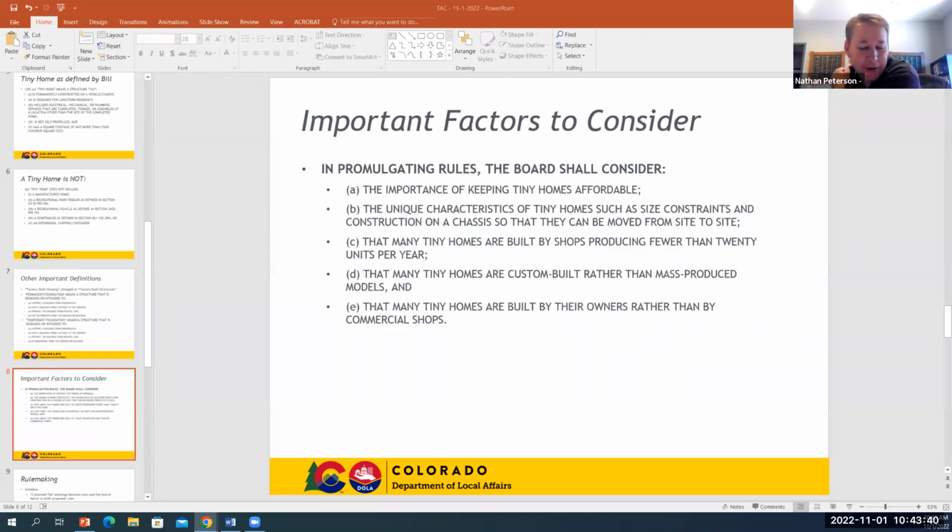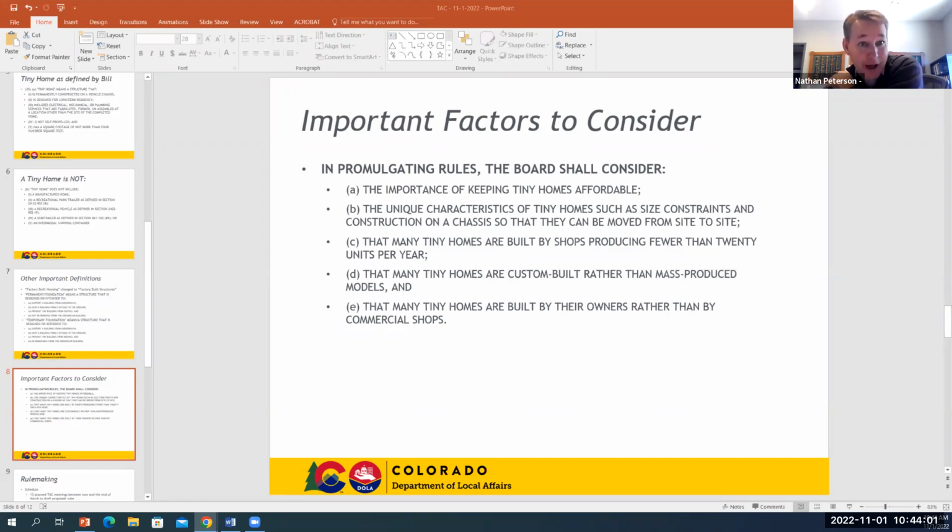One thing I wanted to say to the newer tiny home folks, as far as the inspection aspect of oversight from the state, is that there seems to be a little bit of a concern as, well, how are the smaller manufacturers, or how is the guy that wants to build one in his backyard going to be inspected? That is the Division of Housing. They will do those inspections.